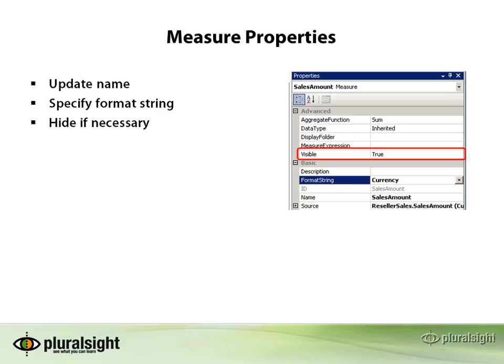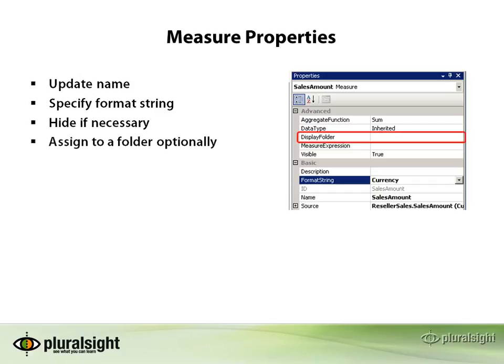When we hide a measure, it will still be available for use in calculations, but when we change the visible property to false here, users of the cube will not be able to view this measure independently. If we have a lot of measures in a measure group, we can organize those measures into groups by specifying a display folder. The first time we reference a folder, we type in the name here, but afterwards, the folder will be available in a drop-down list so that we can assign it to other measures.